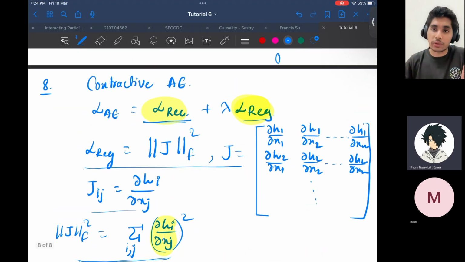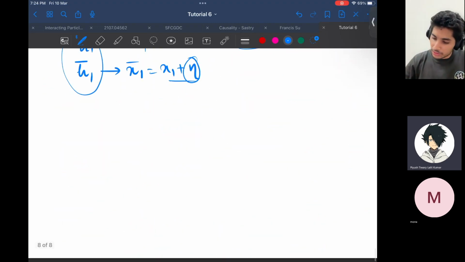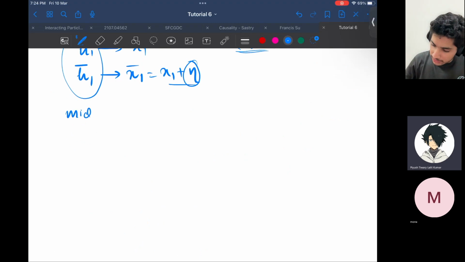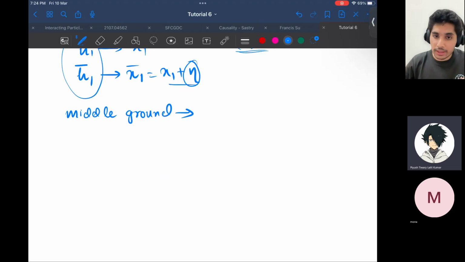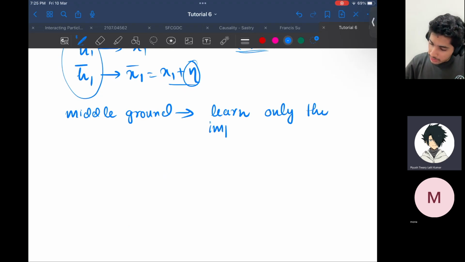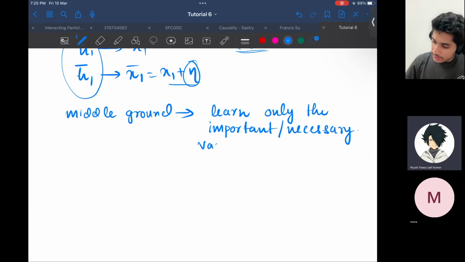So what will be the middle ground? Let me write this. The middle ground will be to learn only the important, necessary variations in the data.